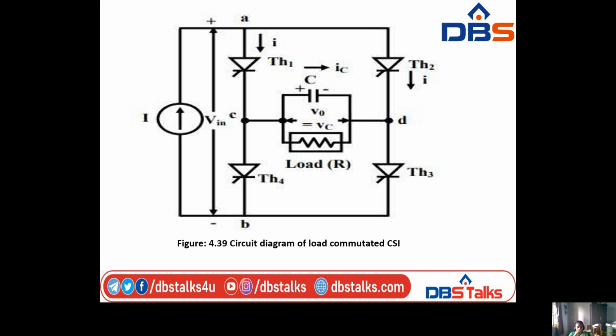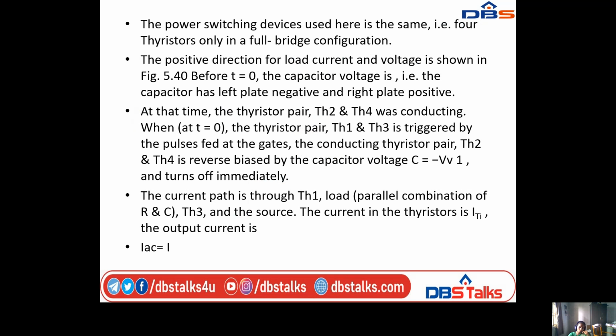In this figure we are discussing CSI operation, specifically the load commutated CSI. Here the power switching devices used are the same, with 4 thyristors only in a full bridge configuration. The positive direction for the load current and voltage is shown in the figure.